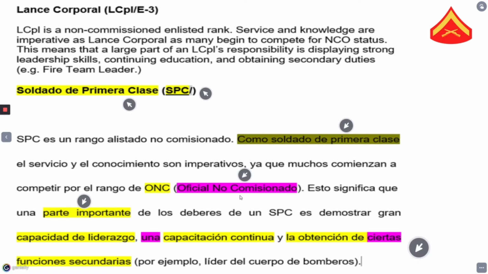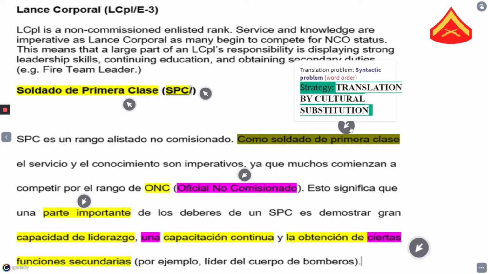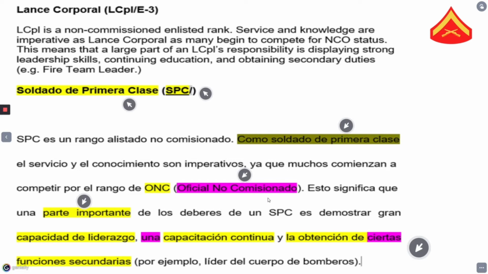And also in this word, the ONC, oficial no comisionado, I added this part so it can be more understandable, and my strategy was translation using a longer word or a longer word plus explanation. I changed the order also, which was a syntactic problem, word order obviously, because in Spanish it's different. And then next my classmate is going to explain the next topic. Thank you.